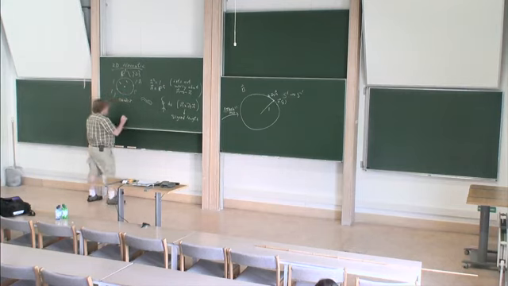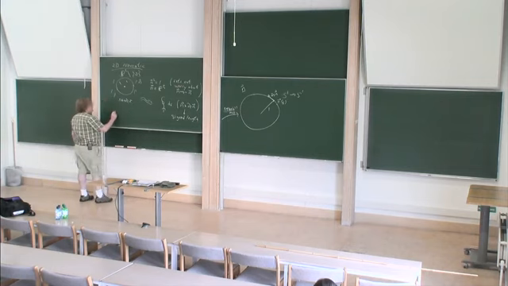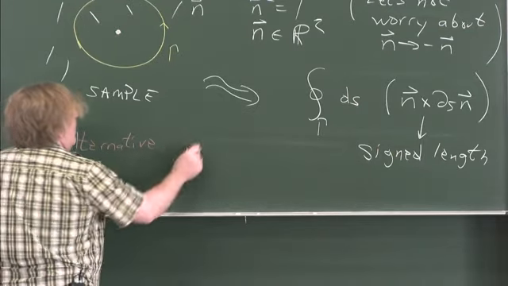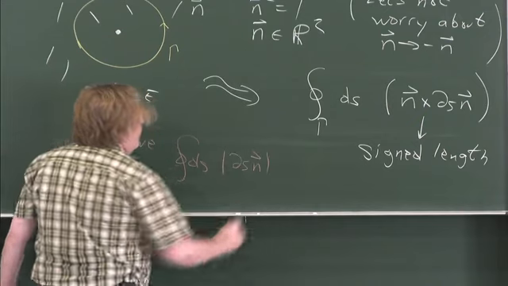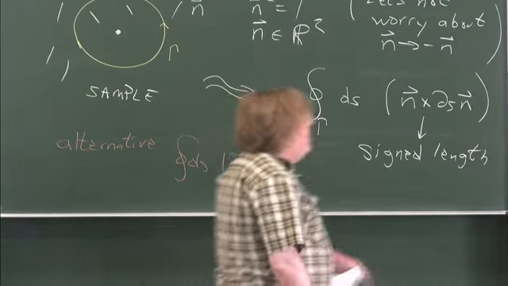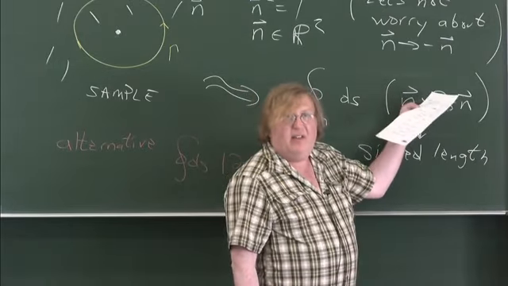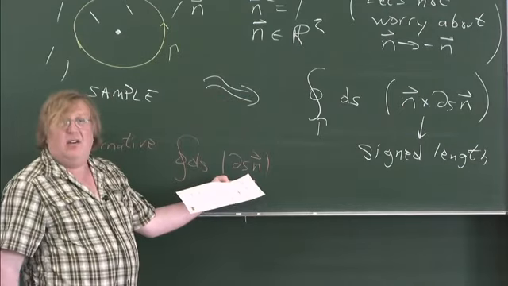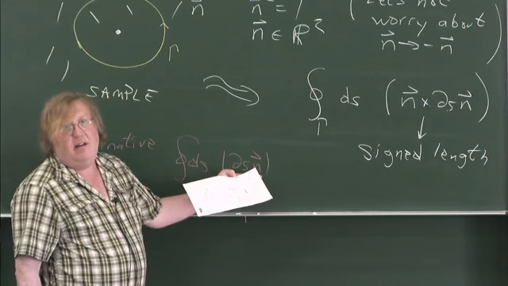Because I could have done something else, right? I could have, here's the alternative. I'll write it in a different bad color, red. Alternative. I could have integrated ds, the magnitude of dsn. All right? I could have done that. If I had, you notice that n is perpendicular to dsn because it's a unit vector, so the magnitude of this is the same as the magnitude of this. So I'm getting the same magnitude, but this doesn't have the sign.